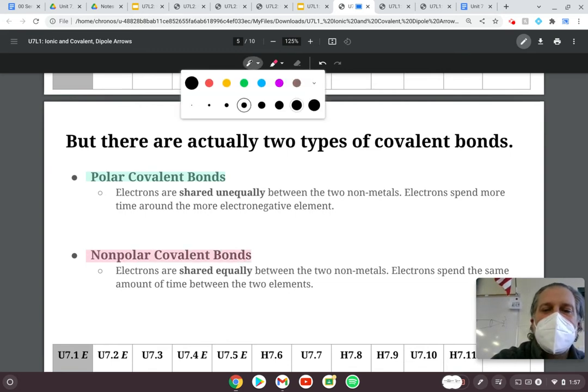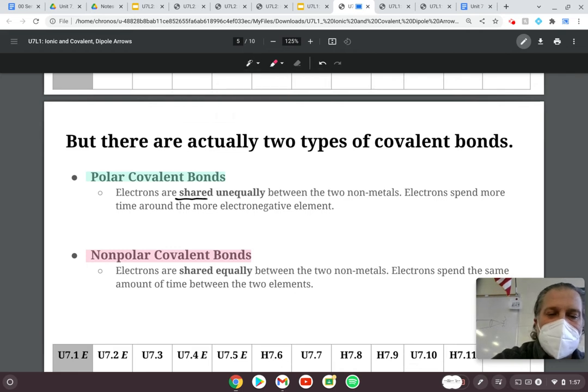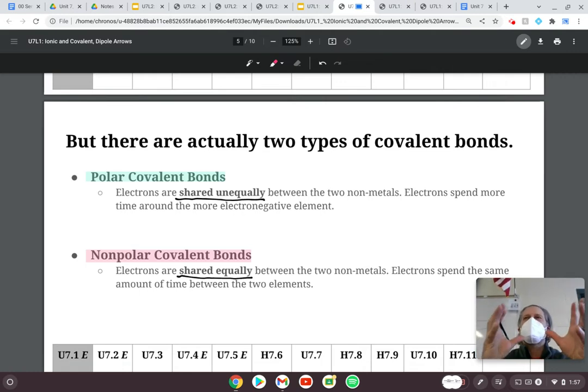In a polar covalent bond, electrons are shared unequally. That means that in a bond, the two electrons that are participating in that bond are being pulled toward the more electronegative atom more than they're being pulled toward the less electronegative atom. And in a nonpolar covalent bond, the electrons are shared equally, which in theory means that the electrons are being pulled toward each atom in the bond the same. That's what it means in theory. So we have polar covalent and we have nonpolar covalent.